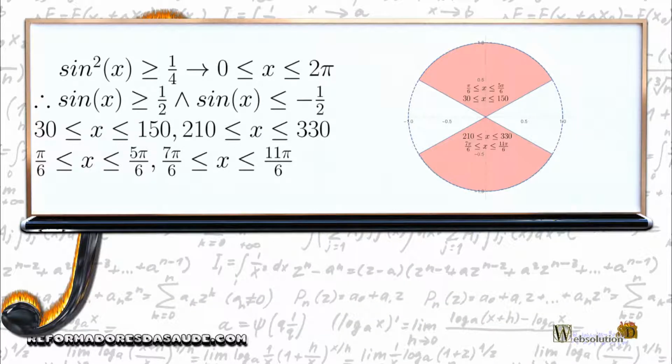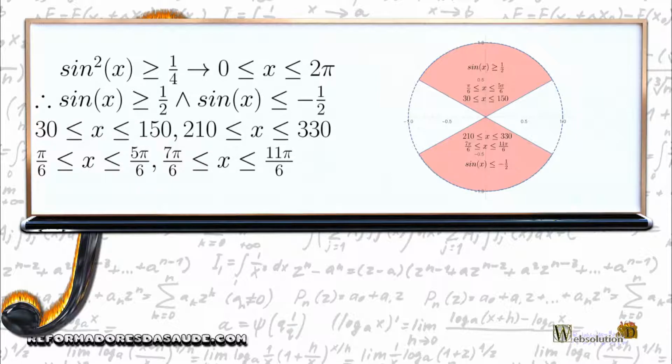Pi over 6 less than x less than 5 pi over 6, and 7 pi over 6 less than x less than 11 pi over 6. These are the values where sine squared of x is greater than or equal to 1 over 4.